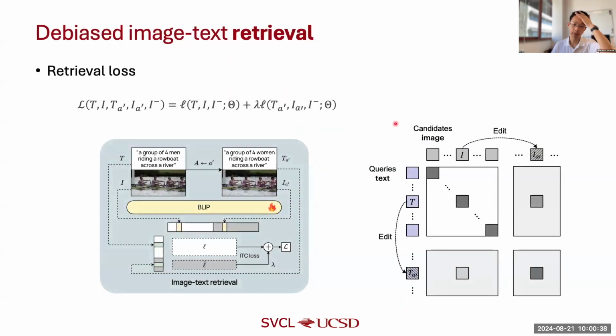Finally, we studied image-text retrieval, which is slightly more complex because both the query set, which is the text, and the candidate set, which is the images, can include counterfactuals. So we had to modify the training objective slightly, which I won't get into the details of, although the overall formulation with the augmented loss is more or less the same.